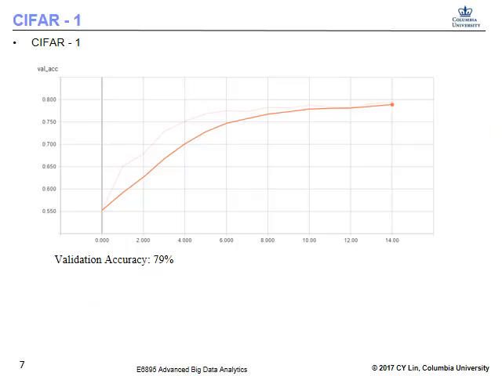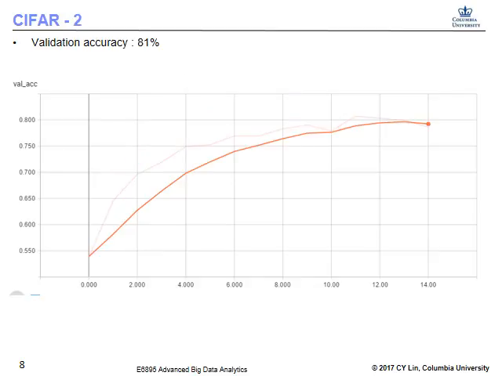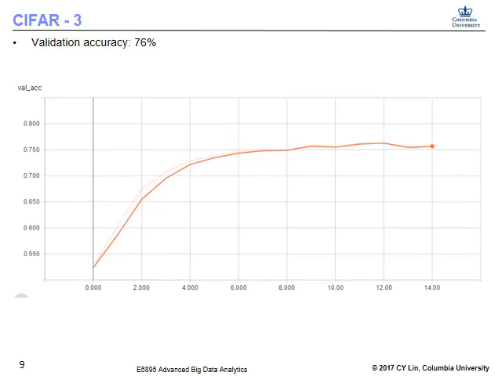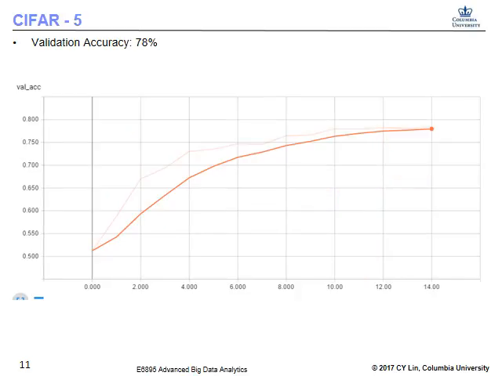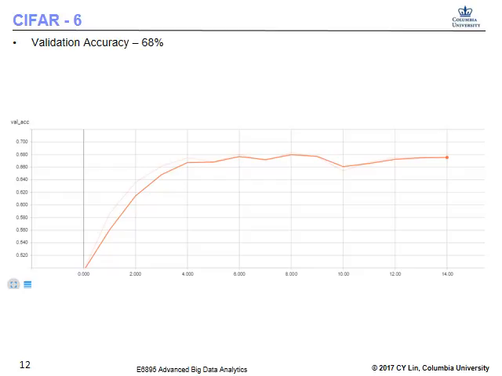So we validated these results. CIFAR 1 performs quite well at 79% validation accuracy on the CIFAR dataset. CIFAR 2 has an 81% accuracy. CIFAR 3 has 76% accuracy. CIFAR 4 has a 10% accuracy. Again, it did not perform well, and we suspect it is because of the field of view that was quite large in the beginning and then got reduced. CIFAR 5 has a 78% accuracy. CIFAR 6 has only a 68% accuracy. We suspect it's because of the absence of residuals in the deeper network.